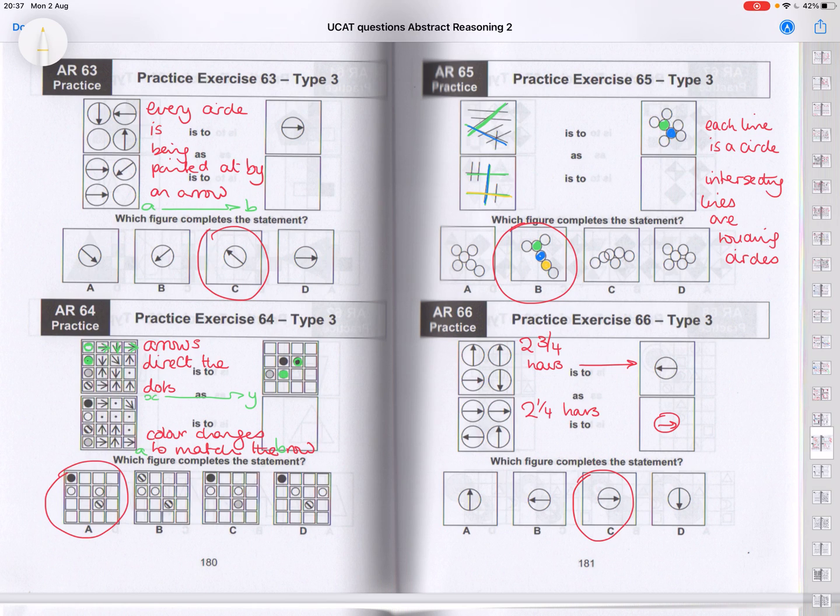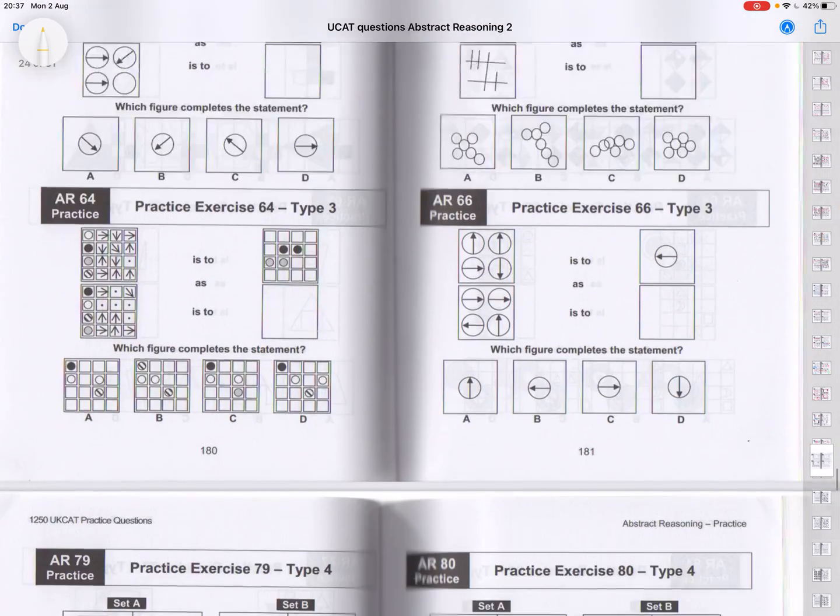Here we've got the total here, we're left with 1/4 of an hour once we've added everything up, which means an arrow pointing to the right, so C is the correct answer.